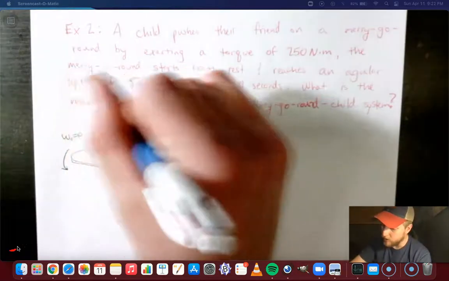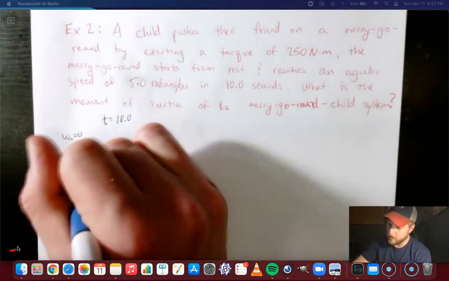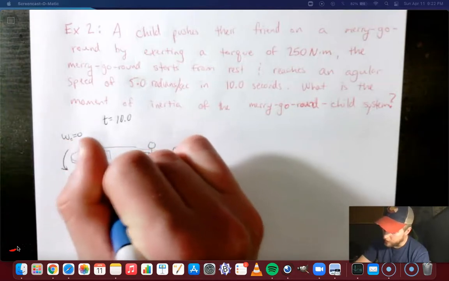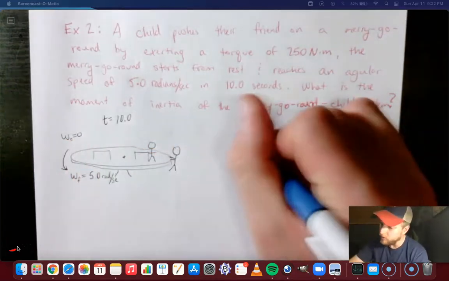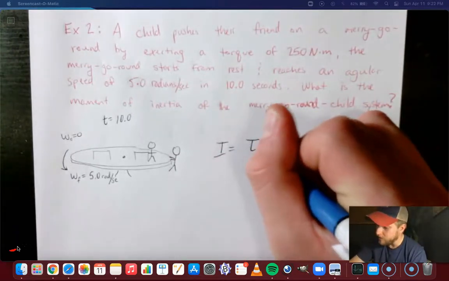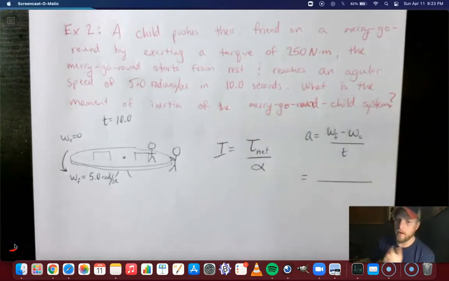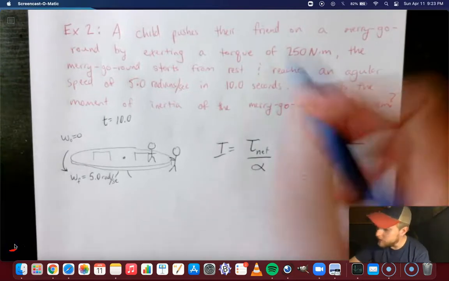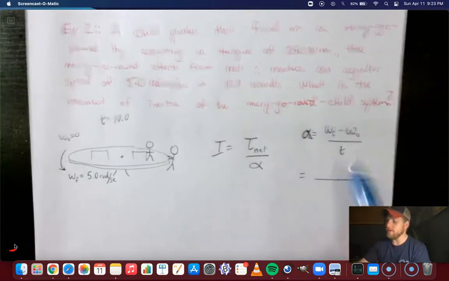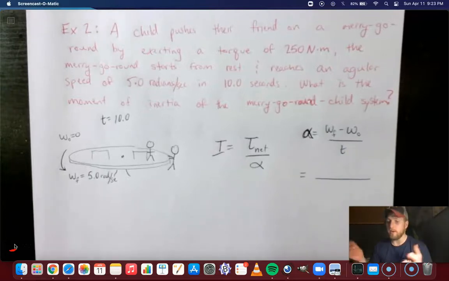This person on the edge here is exerting a torque, this person going round and round on the merry-go-round. A couple details we were told is that this takes 10 seconds to get them up to their final rotational speed of 5.0 radians per second, and we're going to simply use the moment of inertia is equal to the net torque divided by the angular acceleration equation we developed a moment ago. In this fairly simple example, we are going to need to know the angular acceleration. Got to be careful there. The angular acceleration can be defined as the final angular velocity minus the initial divided by the time.